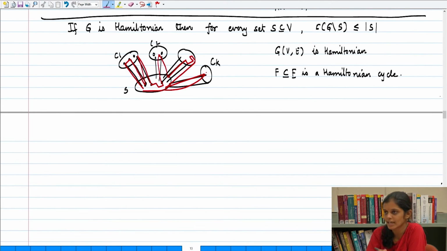The black edges are what we will call the cut edges, that is, they go from S to the components, and the red edges are the cycle edges. If you look at these red edges, the red edges are the edges of F, and with respect to these red edges, every vertex has degree exactly 2 because it is a simple cycle.